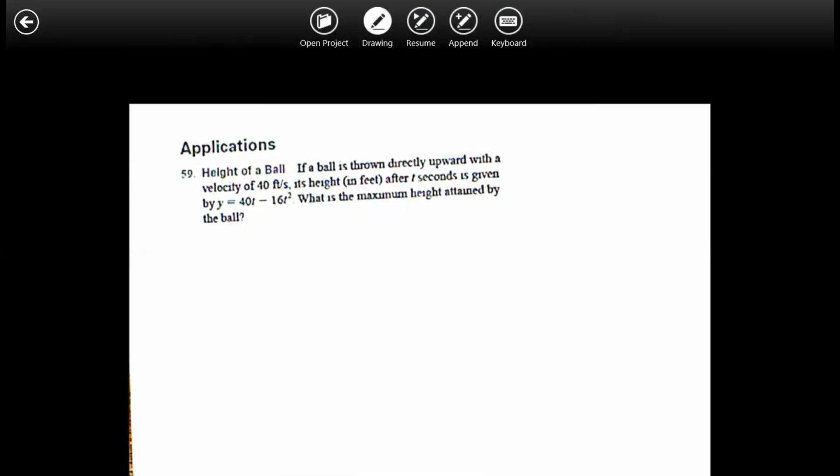After t seconds, the equation is given by 40t minus 16t squared. What is the maximum height that the ball can take on? So what are we trying to find? A maximum for this. So we're just finding the maximum. This is represented by a quadratic, right? If I were to throw a ball up, it's going to go with the trajectory of a quadratic.